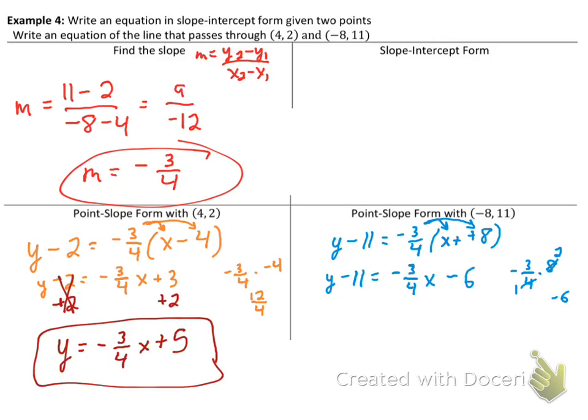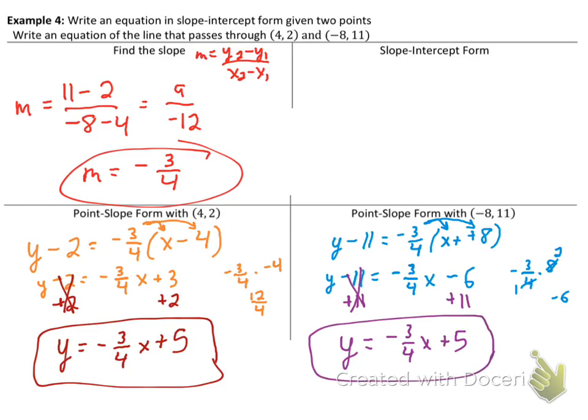To close this out, I add 11 to both sides. So I'm going to get y equals negative 3/4 x plus 5. Well, that's the exact same thing that we found in point slope form with the other point. So it doesn't matter what you do. It also doesn't matter if you use slope-intercept form.